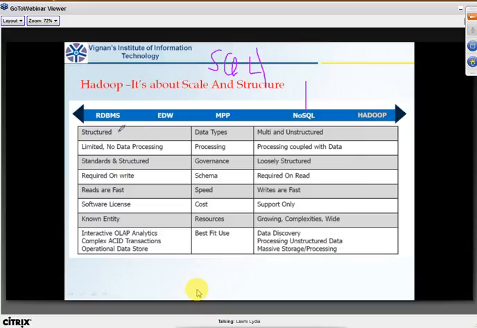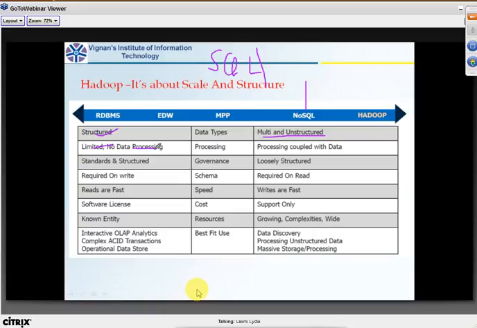So coming to Hadoop here, RDBMS is pure structured, whereas Hadoop is multi-structured and unstructured, right? And with concern to processing, RDBMS has limited processing and sometimes no data processing, like when unstructured data comes. RDBMS will say, no, I can't, I am unable, and will certainly raise its hand completely.